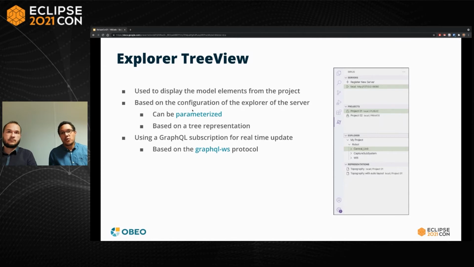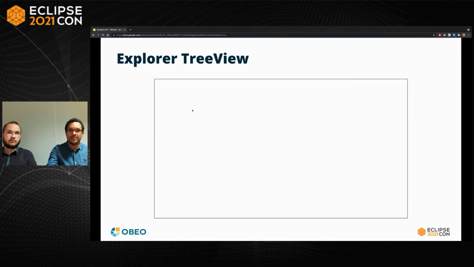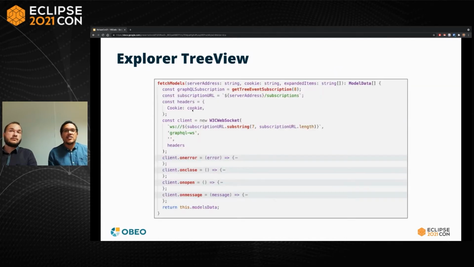So we are using a GraphQL subscription to have real-time update support inside of this tree view. So if someone manipulates your model elements in another representation, in a web browser, or in a diagram, you will receive the update in real time in this part of the IDE. We are relying on the graphql-ws protocol for that, which is also used by tools like Apollo or GraphiQL. So this is how we connect to the server.